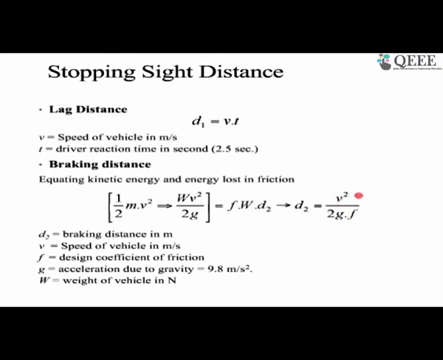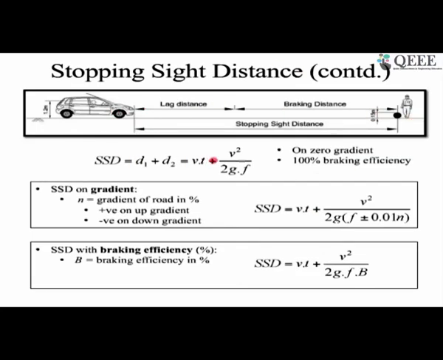So the total distance is this plus this. You have to just balance the units. In this case, if you are considering, v could be in meter per second, d is in meter, and friction, the design coefficient of friction, as I told you, is 0.35 to 0.4. It depends on the climatic condition. You can choose one. Gravitational acceleration 9.8 meter per second squared and so forth. Weight of the vehicle in Newton you can consider, but ultimately you don't need the weight. So overall, d1 plus d2, this is the overall you are getting. Now the situation can come where your roadway is on a gradient.